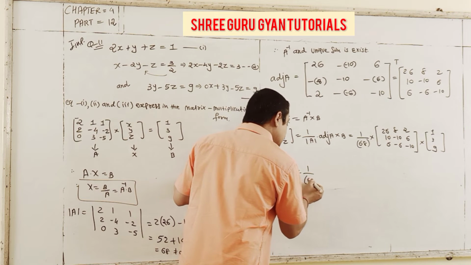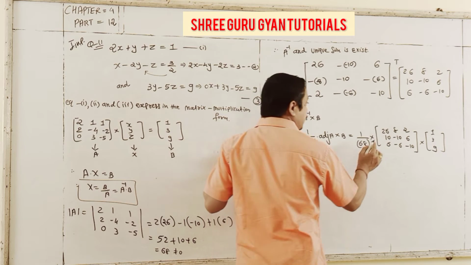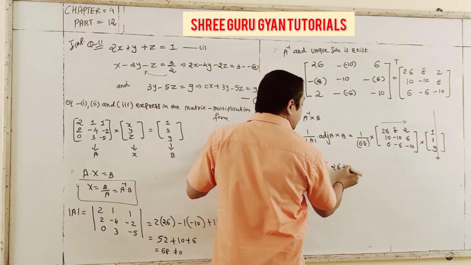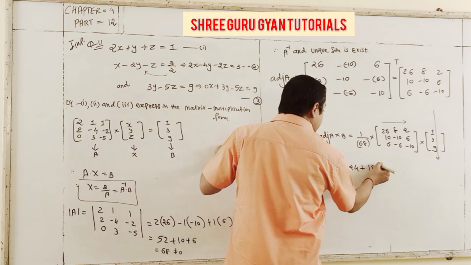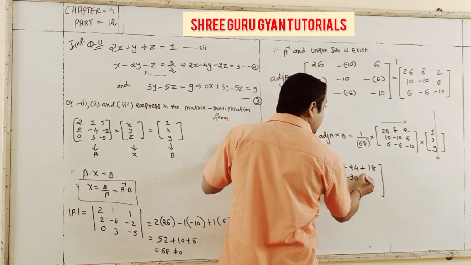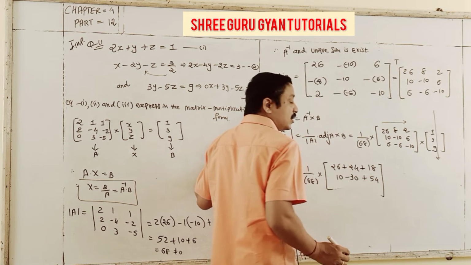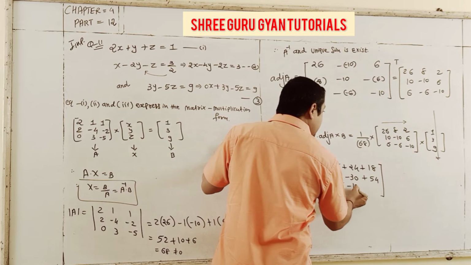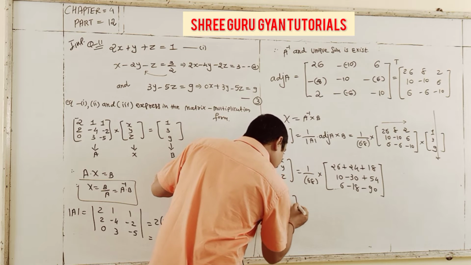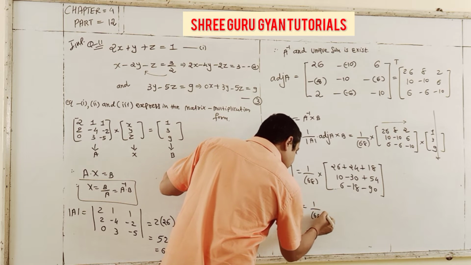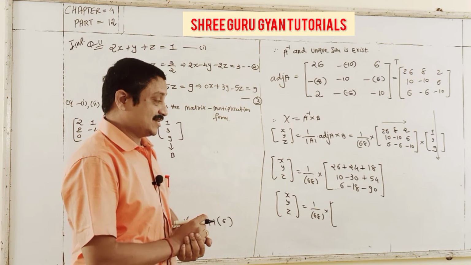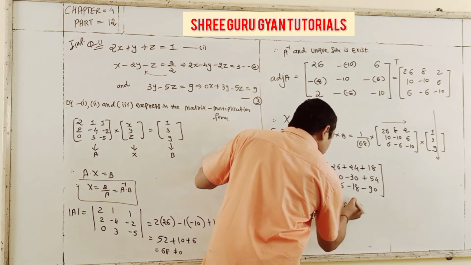1 by 68. Here apply row with column entry. So 26, 8 3s are 24, 9 2s are 18. Next 10 1s are 10, minus 30, 9 6s are 54. And next 6 1s are 6, minus 18 and minus 19. So finally done, 1 by 68, and that is the addition, 20, 20, 40, 50, 60 and 68.